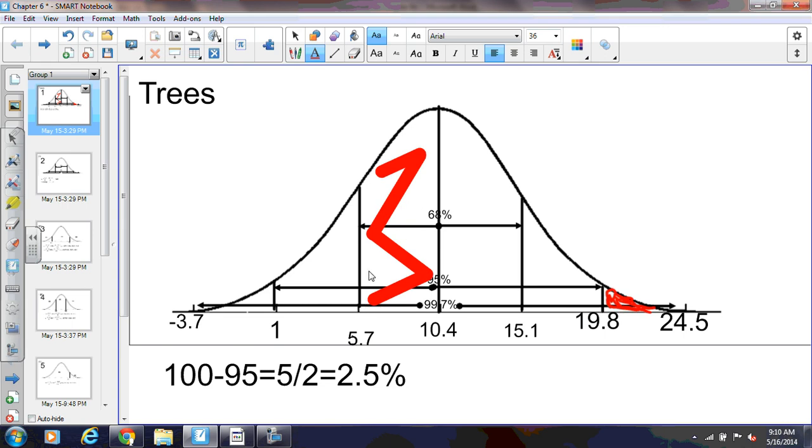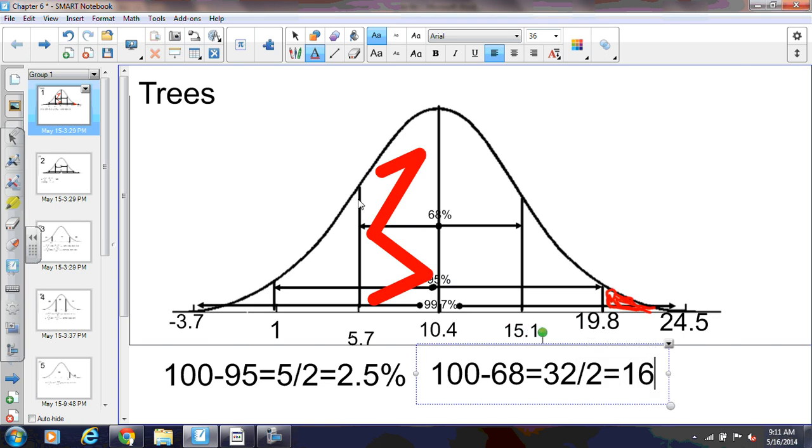What we need to do is find the difference between the area that is less than 10.4 and the area that is less than 5.7. In order to find the area that's less than 5.7, we know that the area between 5.7 and 15.1 is 68%. So we can say 100 minus 68% equals 32. So 32% of the data would be in this tail below 5.7 and in this tail above 15.1. Since we're only interested in the area under 5.7 and it's a symmetrical distribution, we can divide that by 2, which gives us 16%. So 16% of the data would be below 5.7.